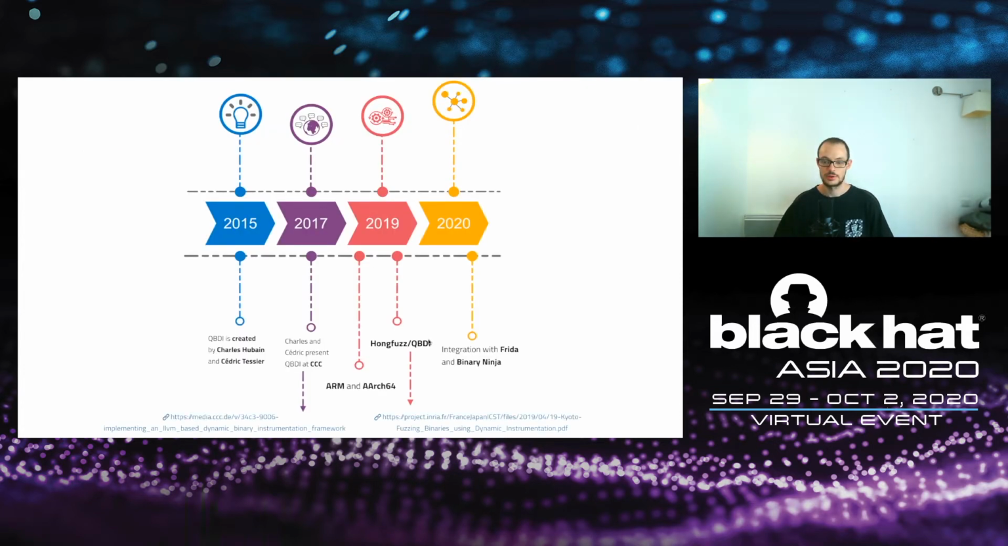A bit of history of QBDI. The project was started in 2015 by Charles Hubain and Cédric Tessier. In 2017, they presented the project at CCC. And in 2019, I added the support for ARM and ARM64. In the next few months, Paul, one of my colleagues, presented some work on using QBDI to perform fuzzing with onfuzz. In 2020, we started to integrate some tools with QBDI, such as Frida or Binary Ninja.